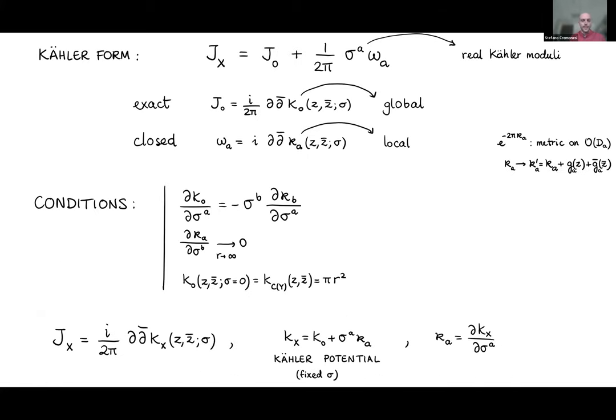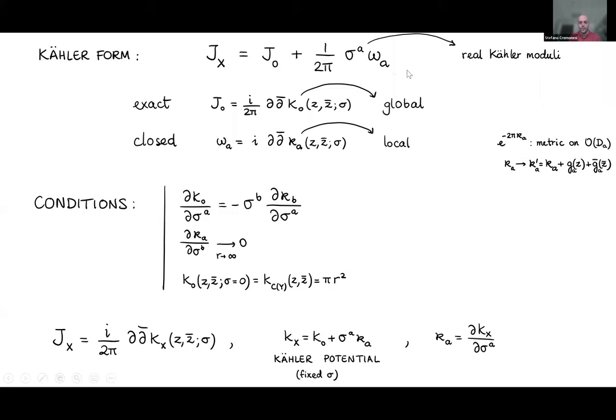Okay, and next it will be important to think about the Kähler form, which measures how we resolve the Calabi-Yau space. I would call the Kähler form J_X. It will be the sum of an exact piece, which is the del del bar of a globally defined potential K0. And then there will be a term which keeps track of the resolutions.